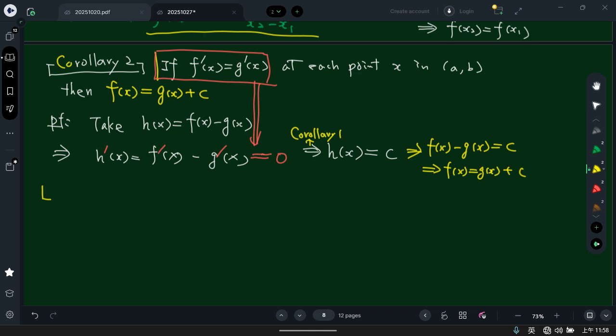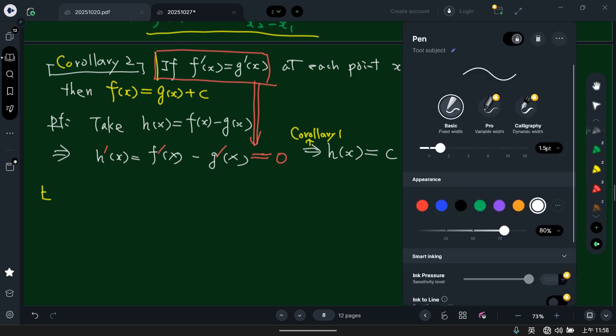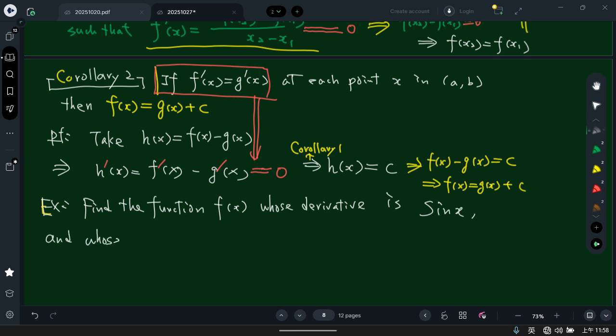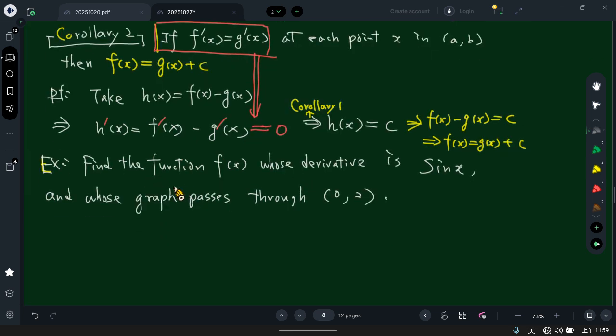Okay, so before that, I give you an example. Please just find the function f of x whose derivative is sine x, and whose graph passes through (0, 2). Okay, please just tell me what the function f of x is.